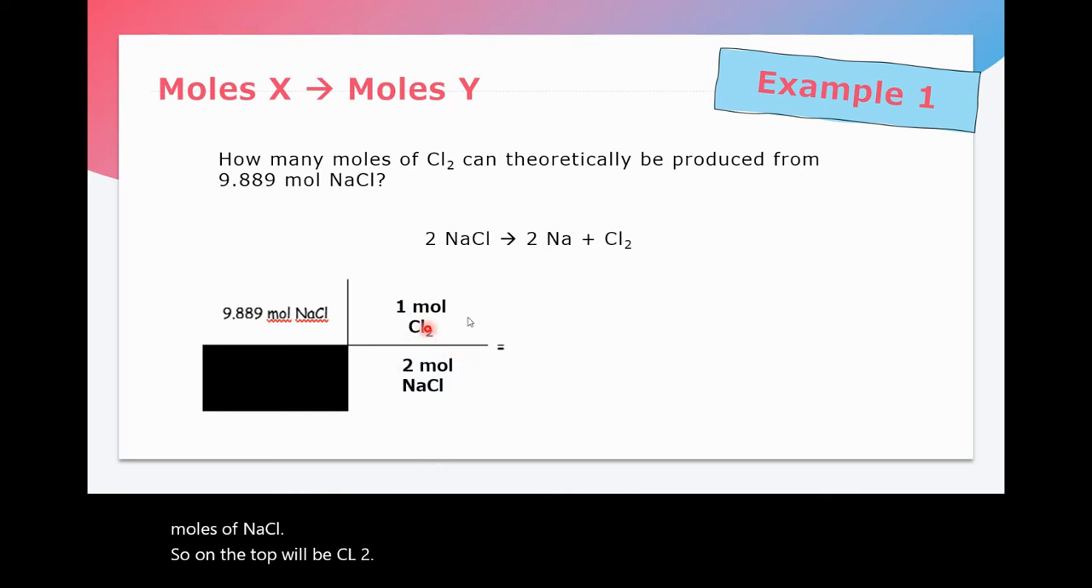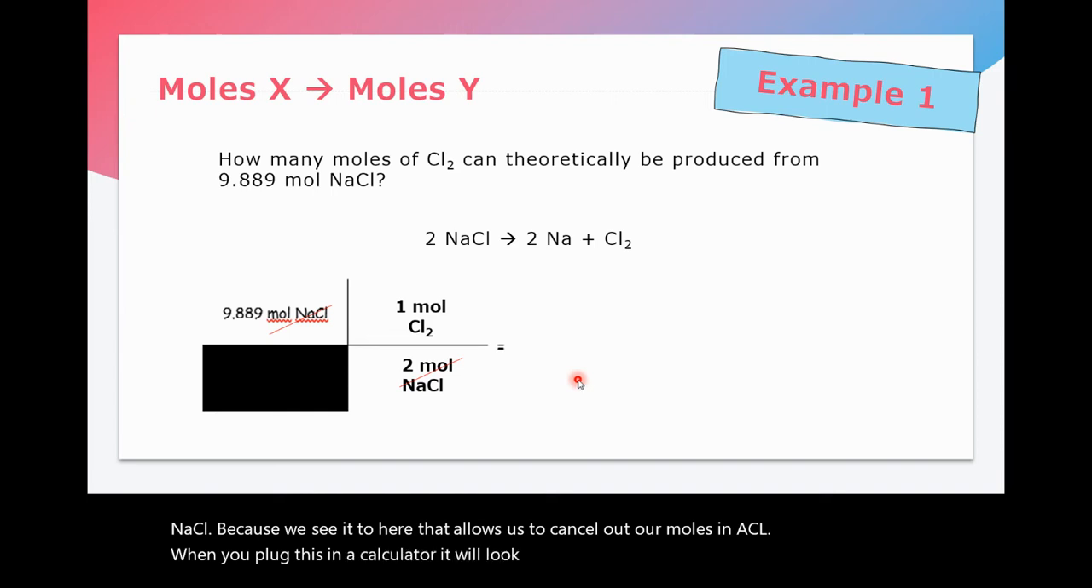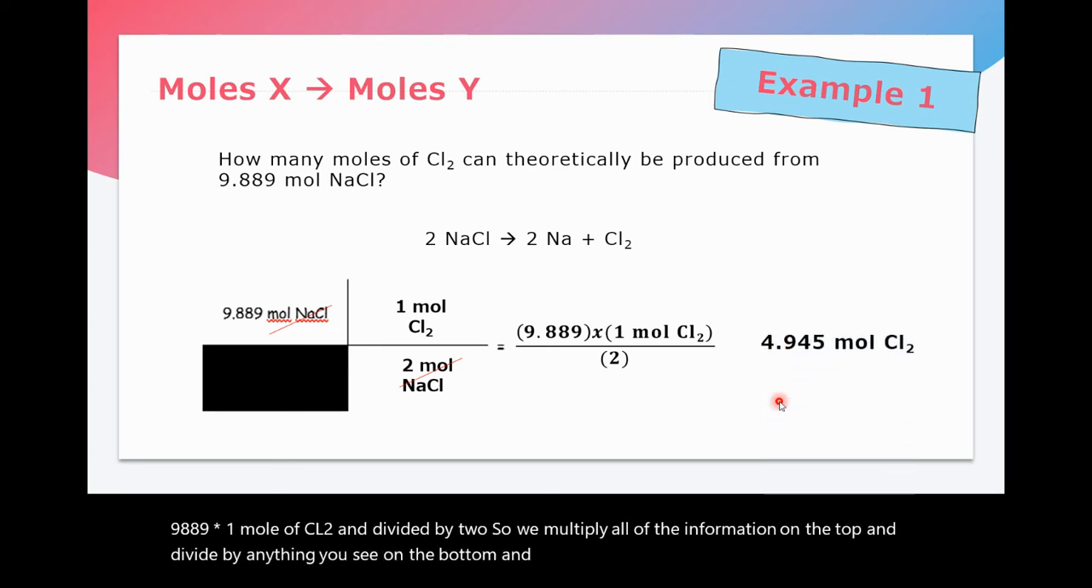We have 1 mole of Cl2 because there is a 1 here beside the Cl2, and 2 moles of NaCl because we see a 2 here. That allows us to cancel out our moles of NaCl. When you plug this in a calculator, it will look like this: 9.889 multiplied by 1 mole of Cl2 and divided by 2. So we multiply all of the information on the top and divide by anything you see on the bottom. And when that happens, you'll end up with 4.945 moles of Cl2.